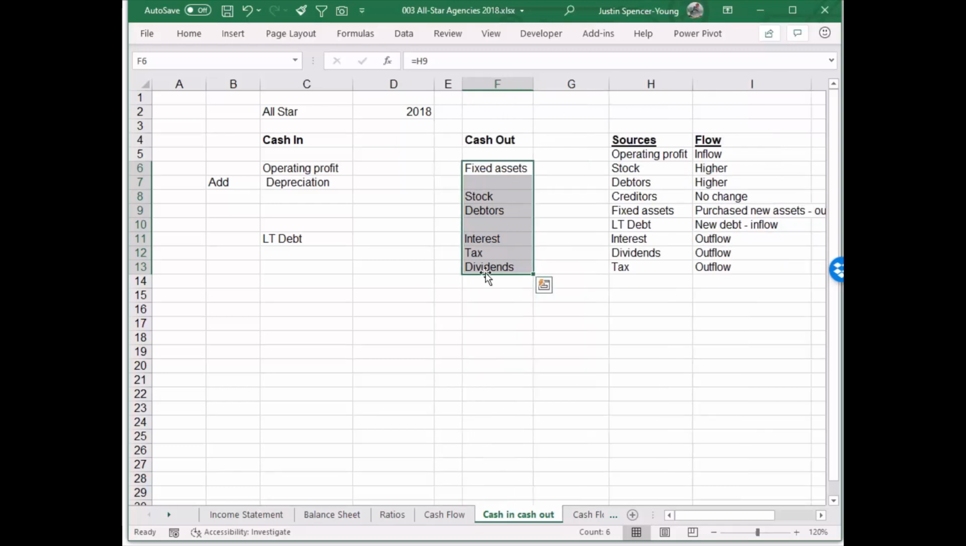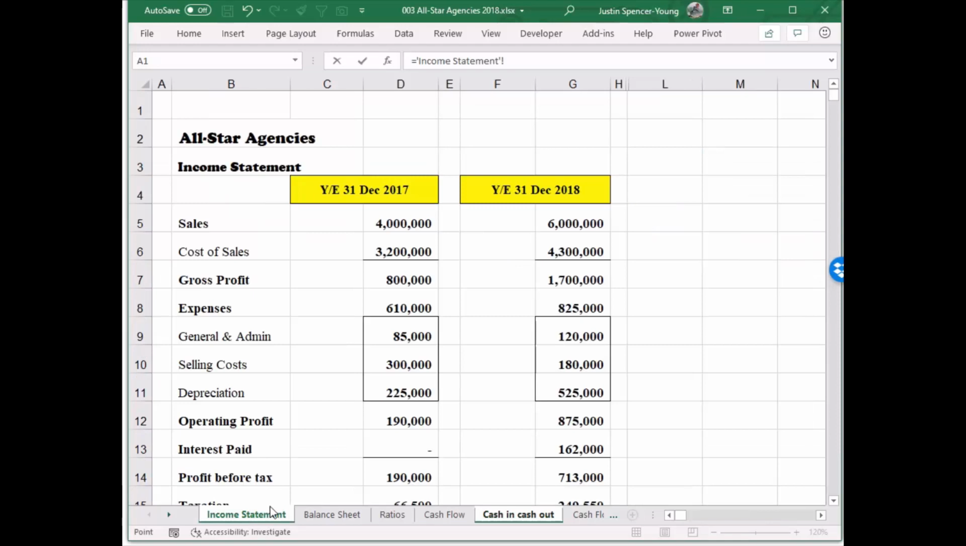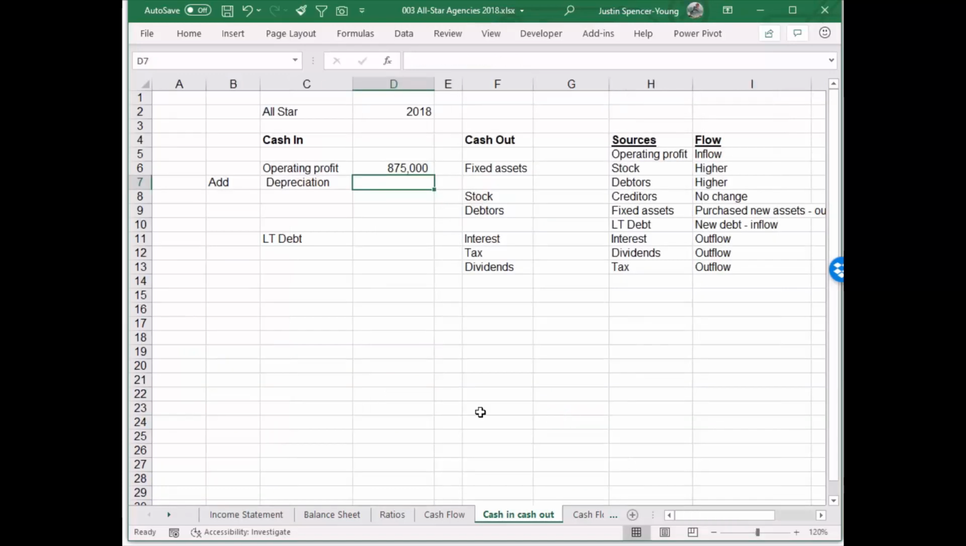Now what we're going to do is go and find the numbers that relate to these headings, and do a cash in, cash out calculation. So let's start with the operating profit. We want to go to the income statement, and we want to get the operating profit from the 2018 year. There it is. So we're taking into account the sales, the cost of sales, all these expenses, and we're putting that into the cash flow statement at $875,000.